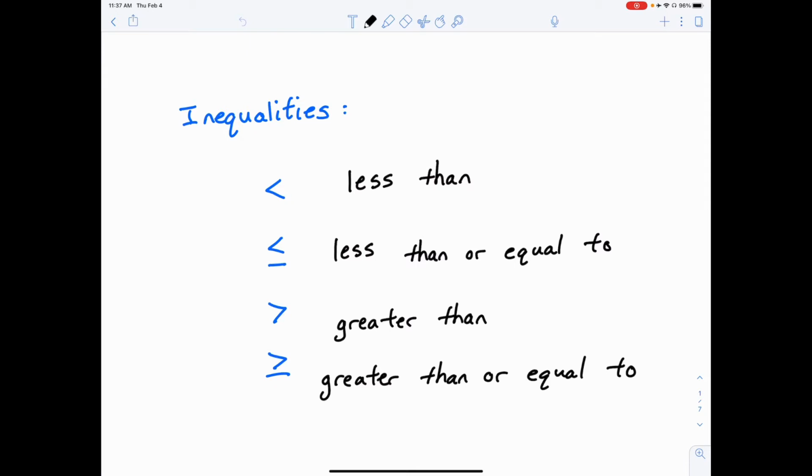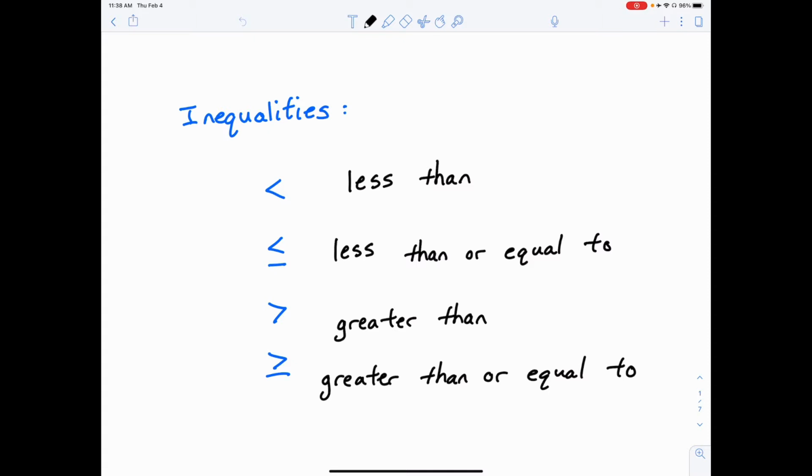So first of all, let's go over the symbols and how we read them. We usually refer to these as Pac-Man or shark teeth, right? In this scenario, if we have Pac-Man going towards the right side, then we call that less than. And if we have Pac-Man going right again, but with a line underneath it, then we read it as less than or equal to.